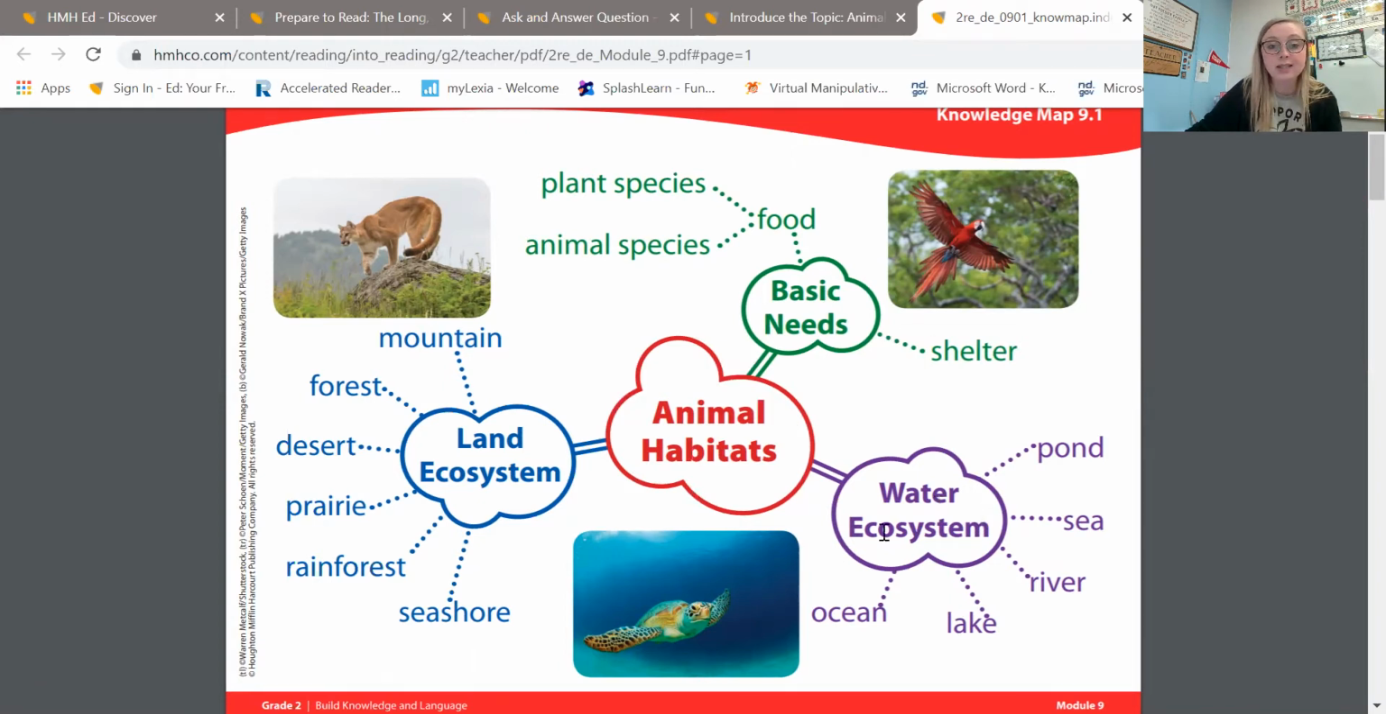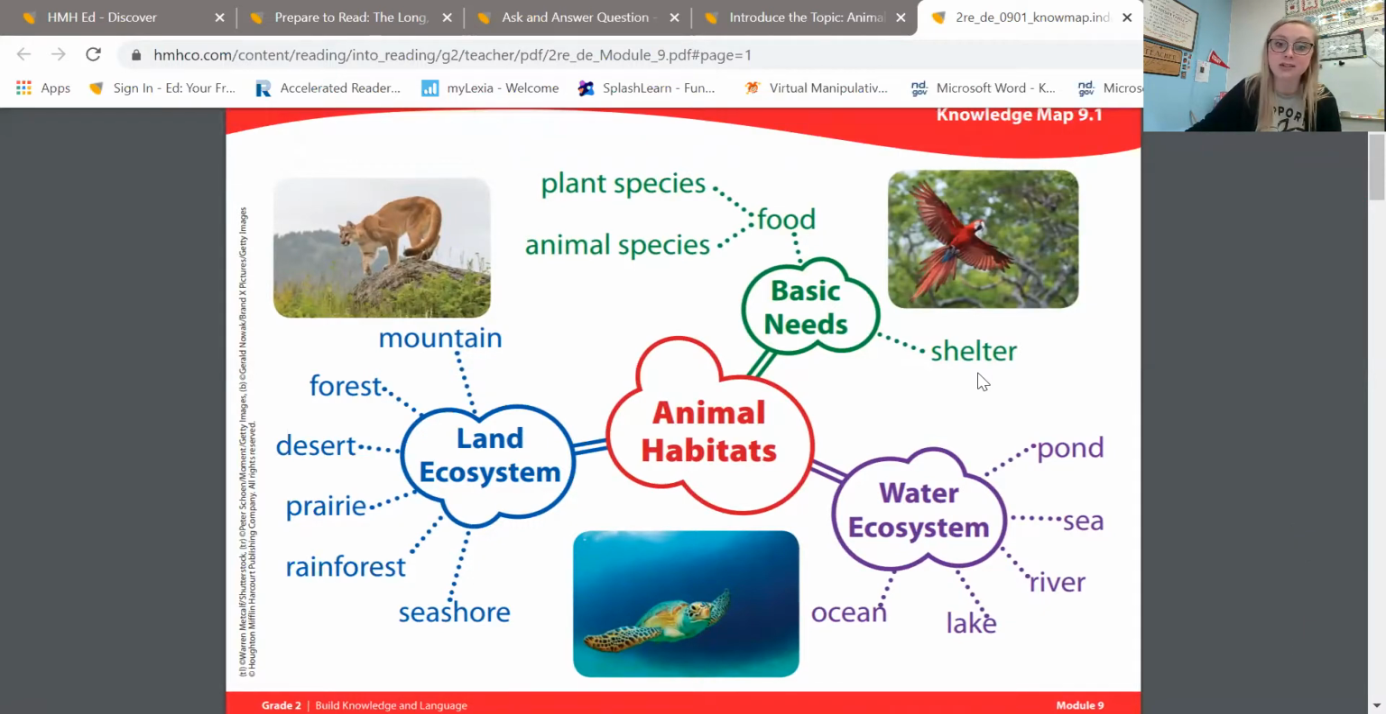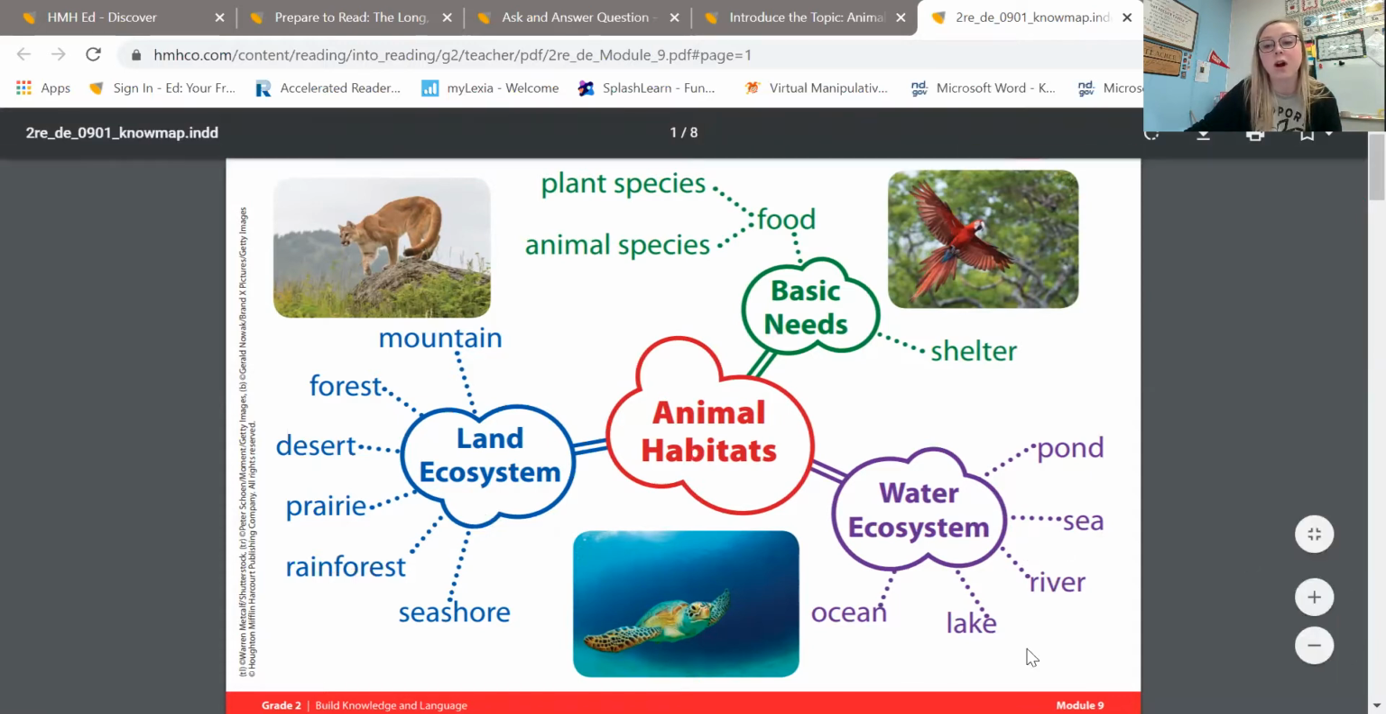There's a water ecosystem and a land ecosystem. The basic needs are that animals need food. The food could be animal species or plant species, and they need shelter. We learned about this when we talked about all sorts of habitats in the beginning of the year in science. There is a water ecosystem, like the ocean, lakes, rivers, seas, and ponds. And then the land ecosystem, which is mountains, forest, desert, prairie, rainforest, seashore. We learned about the forest, the desert, the rainforest, and those water habitats.